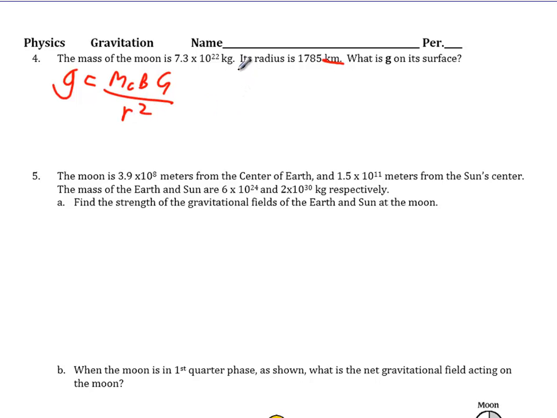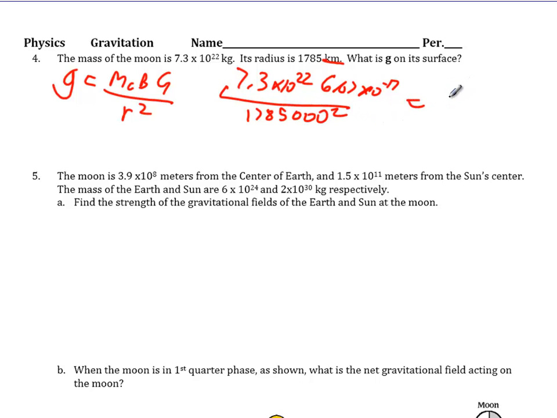So you just put in your numbers, 7.3 times 10 to the 22nd times 6.67 times 10 to the negative 11th divided by 1785, but remember that's kilometers, we want meters, so 1,785,000 squared, and we get a g of about 1.53, whoa, 1.53 newtons per kilogram. That's also meters per second per second.